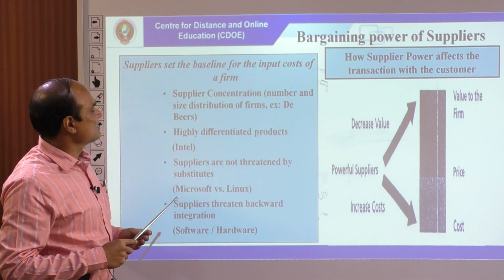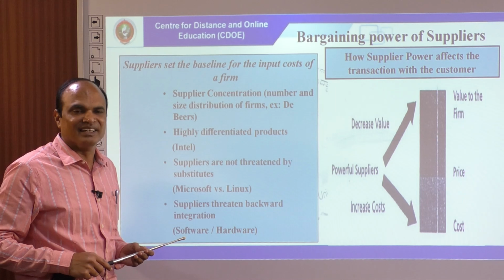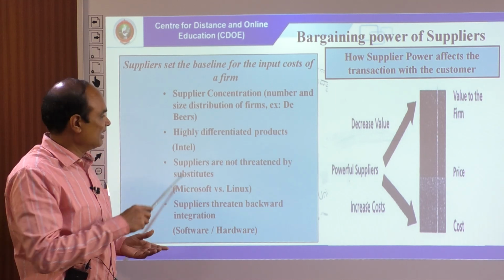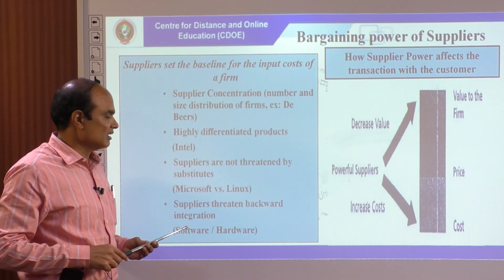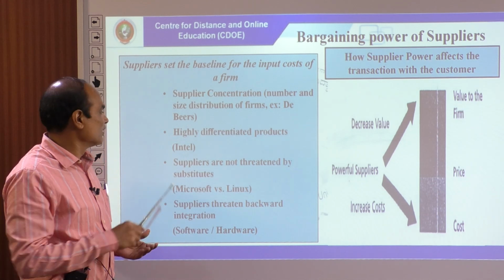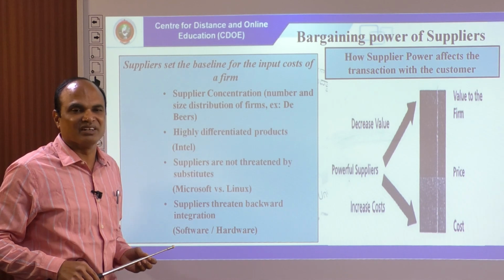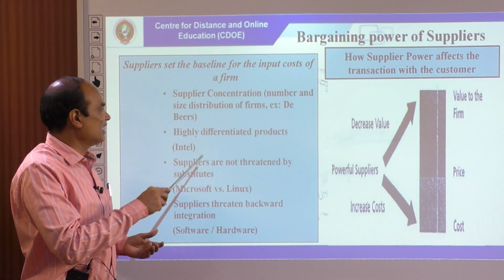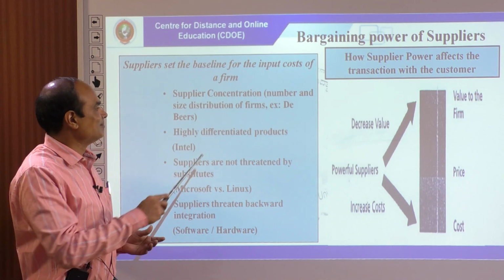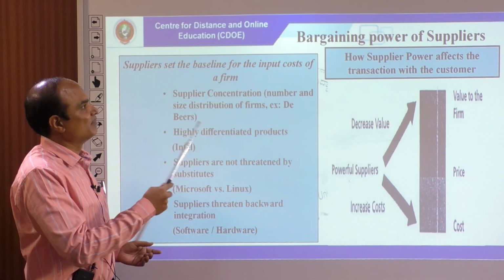Then the second one is highly differentiated products. Intel offers highly differentiated products, and even in the microchips which they make, they enjoy almost 80 to 90% of the market share, and due to their presence in the market, they offer a highly differentiated product and fix the price.